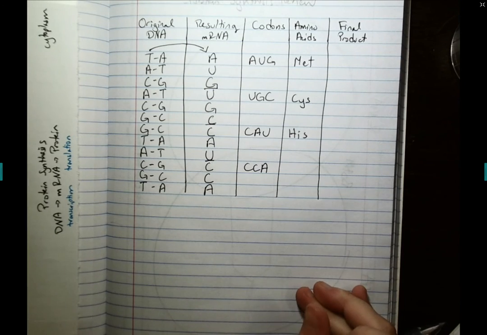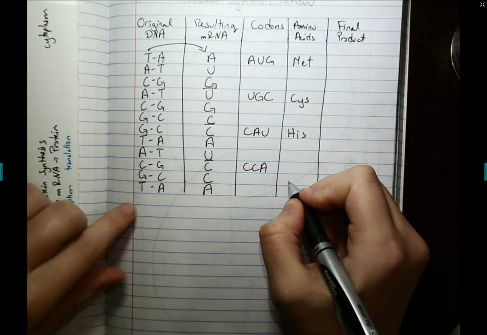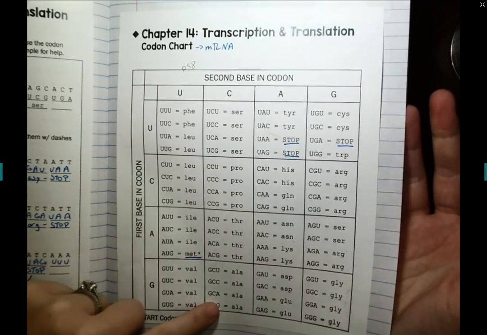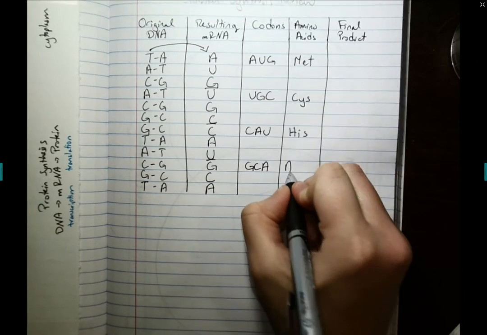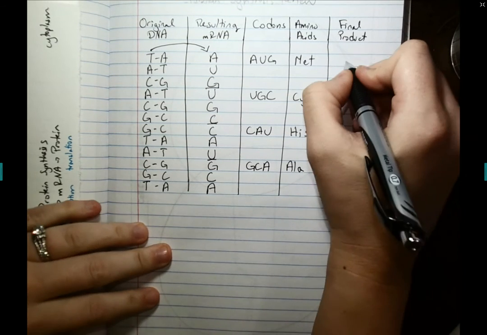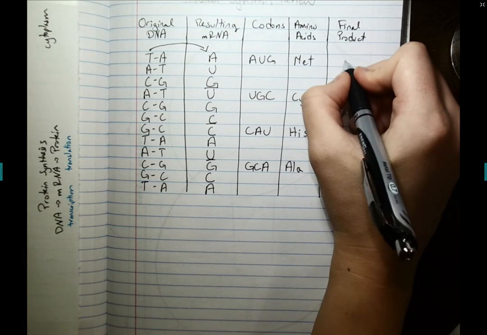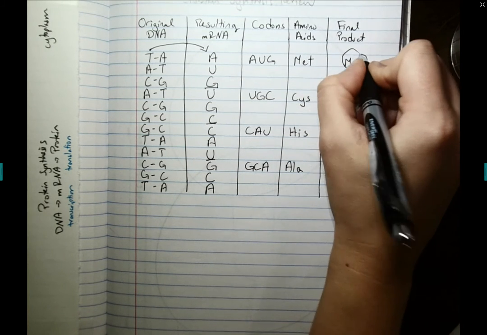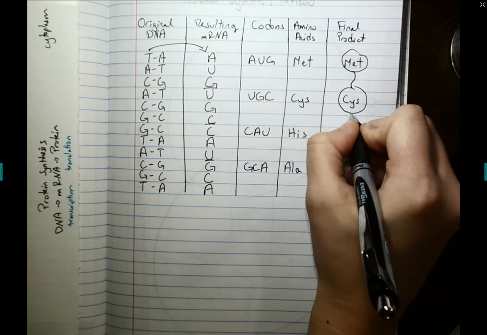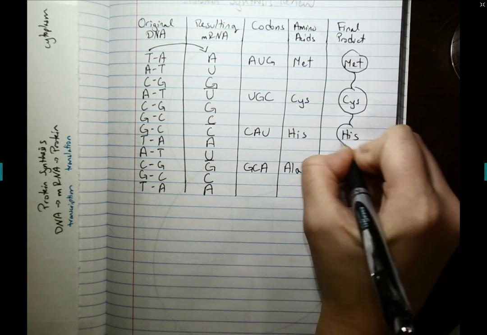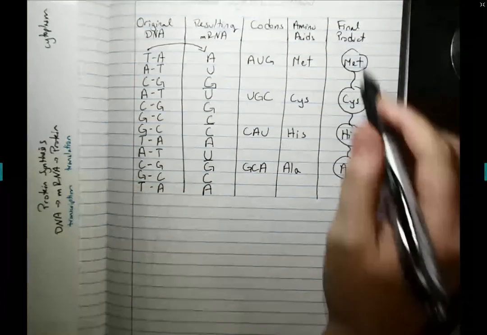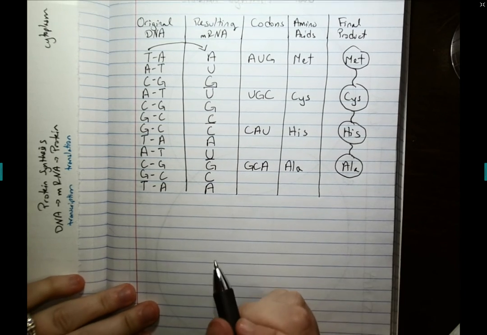CCA gives me, oh, I made a mistake here. This should be a G. Sorry, GCA. GCA gives me ALA. So always double check ourselves so we don't make a mistake. So basically our final product, if this was a protein, is MET, then a peptide bond connected to CYS, a peptide bond connected to HIS, a peptide bond connected to ALA. So we finally have our protein.